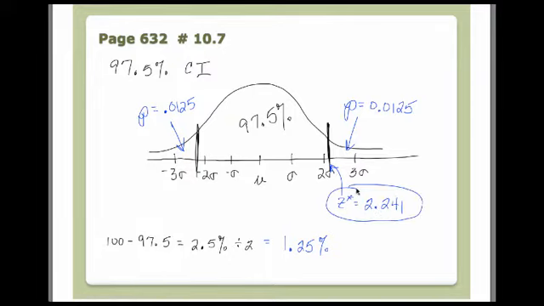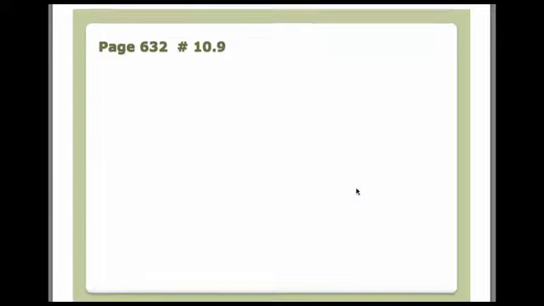All right, and that's our critical number. So it's very much a lot like what we did before. We just didn't call them confidence intervals before. All right, let's try number 9.